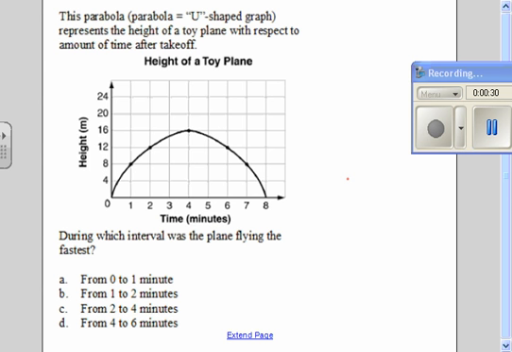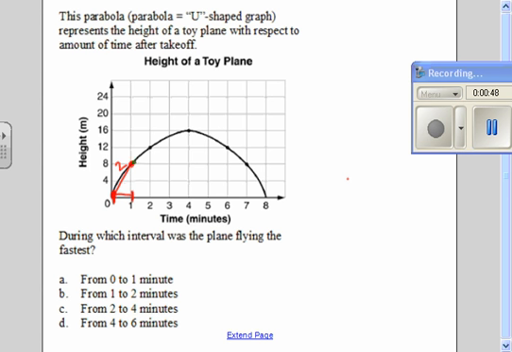Okay, and so you'll notice it's whole number intervals. Here's all you have to do within a particular interval. So like from 0 to 1, count the slope. It started here and ended there. That's up 2 over 1, so that has a slope of 2. Okay, the larger the slope, the faster it's moving.